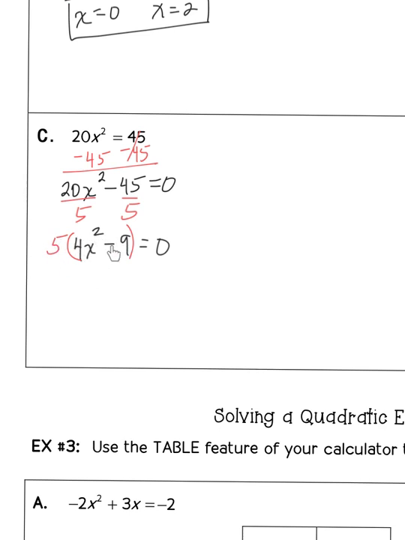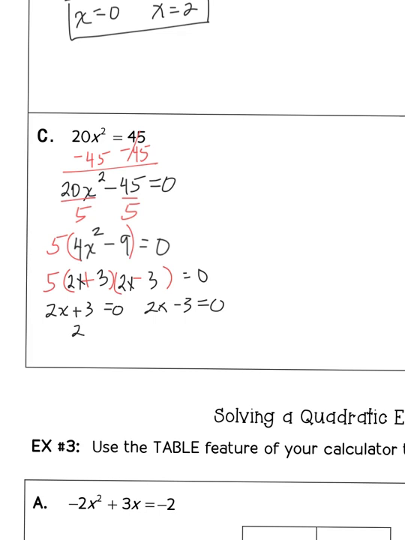Because there's no variable associated with it, we would not ever set this equal to 0. But this can be factored further because it's the difference of two perfect squares. So the 5 will stay a 5, but we have the plus-minus pattern of the difference of two squares. The square root of 4x squared is 2x, and the square root of 9 is 3. So the only ones that you're going to set equal to 0 would be 2x plus 3 equal to 0, and 2x minus 3 equal to 0.